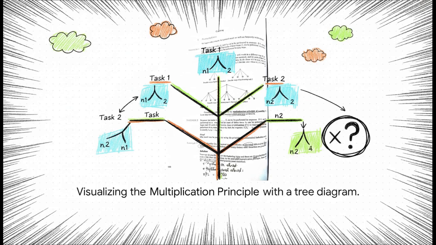Notice how we start with just a single point right at the top. Now, when performing task 1, we branch out into a few distinct possibilities. But here is the real magic. For every single choice we make in task 1, an entirely new set of branches opens up for task 2. You don't add the possibilities, you multiply them. If task 1 can be done in, say, n1 ways, and task 2 in n2 ways, the combined sequence is simply n1 times n2. It's all about compounding choices.